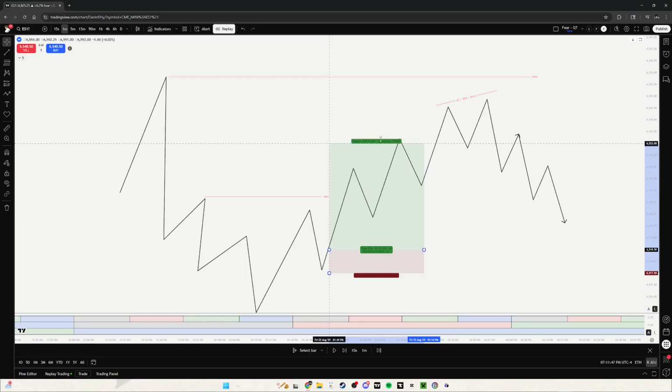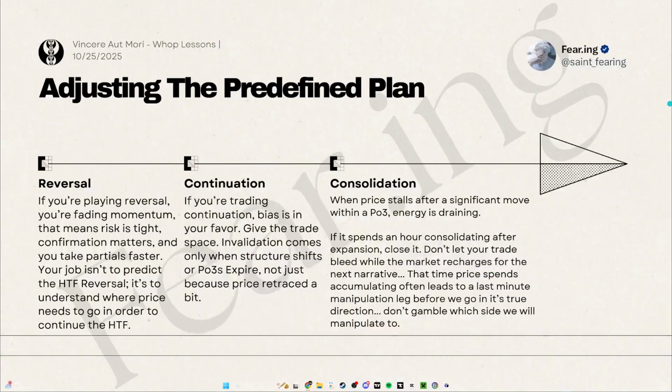There's no shame. You can do that, especially if you're up a ton of points. Don't be so arrogant that you think that price has to reach where you think price is drawing to. No, lock in profit, especially if you're up a ton.